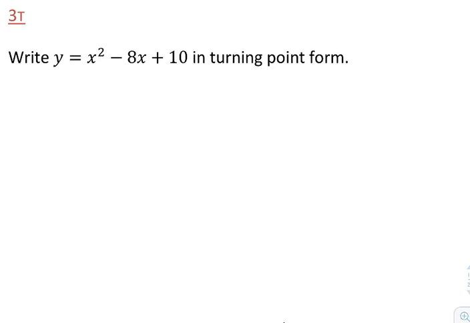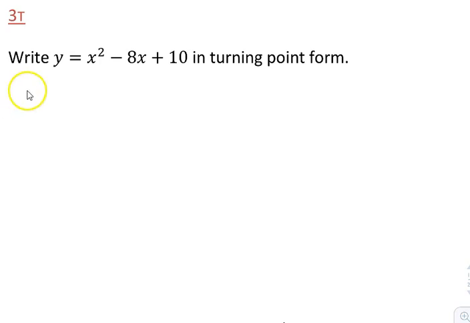Example 3t. Write y equals x squared minus 8x plus 10 in turning point form. This question requires you to complete the square. The first step when completing the square is to take out as a common factor your a value. In this particular case, our a value is 1, so we don't actually need to remove anything, so the first step is done for us already.